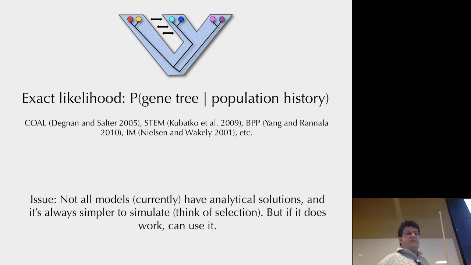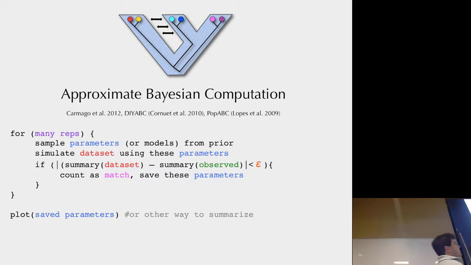Okay. So you need to do that. One thing you could do is something like approximate Bayesian computation. Here is the basic algorithm for ABC. For many reps, you sample from a prior and simulate using that prior. If some summary stat of your data set is less than some epsilon distance from the summary stat of your simulated data set, you count it as a match, save the parameters, and then repeat. That's basically ABC. Of course, there are many cleverer ways of doing this. This is a dumb brute force way, a raw way of doing it.